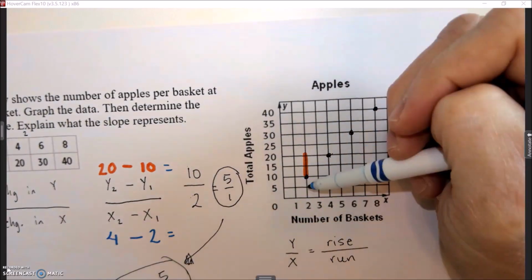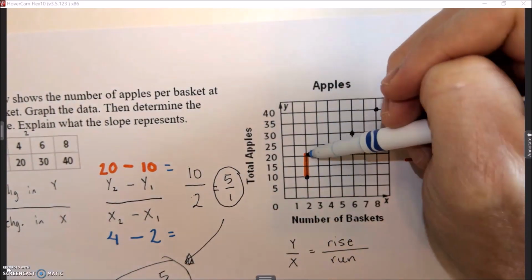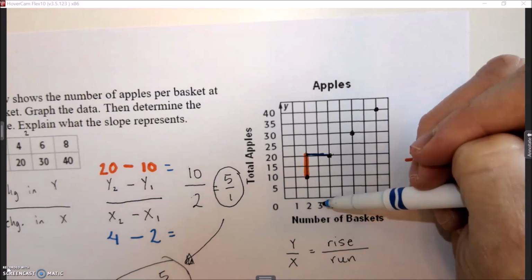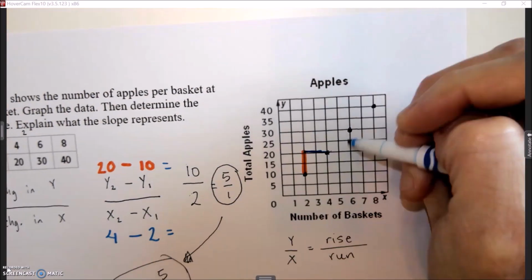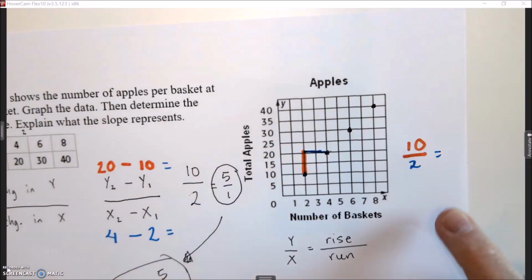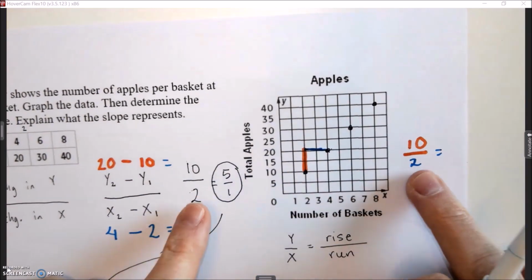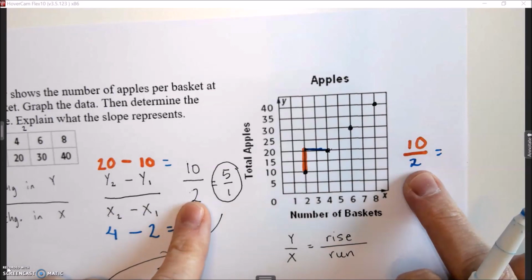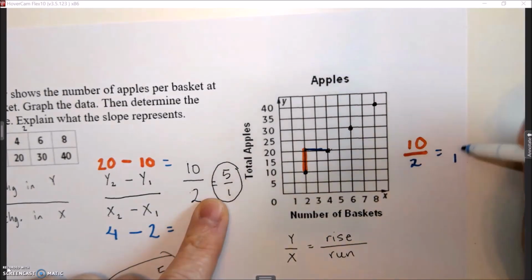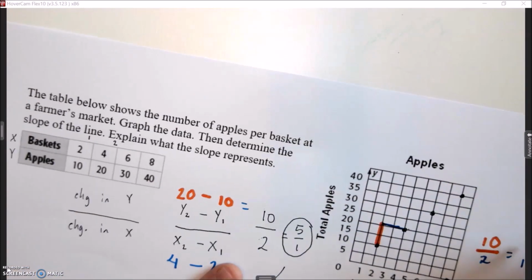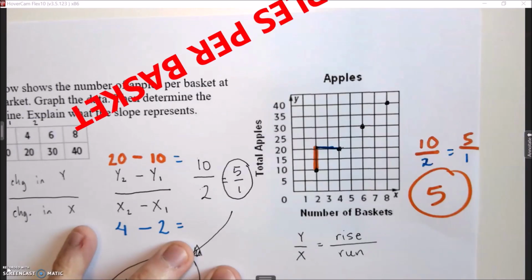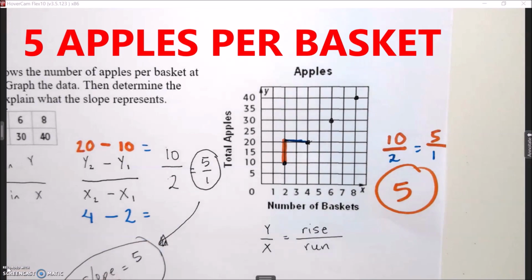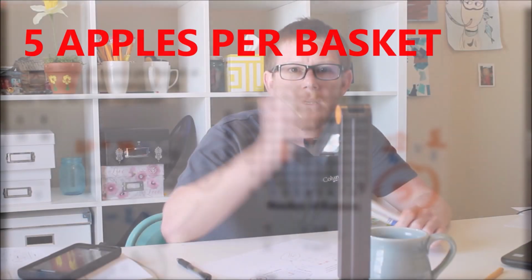Now I'm going to find the change in x. I went from here to here. The change was 2 to 4. So the change was 2. Don't those look similar? Now I'm going to simplify. I get the exact same thing. Boom. We just determined the slope. Okay, well, that was it.